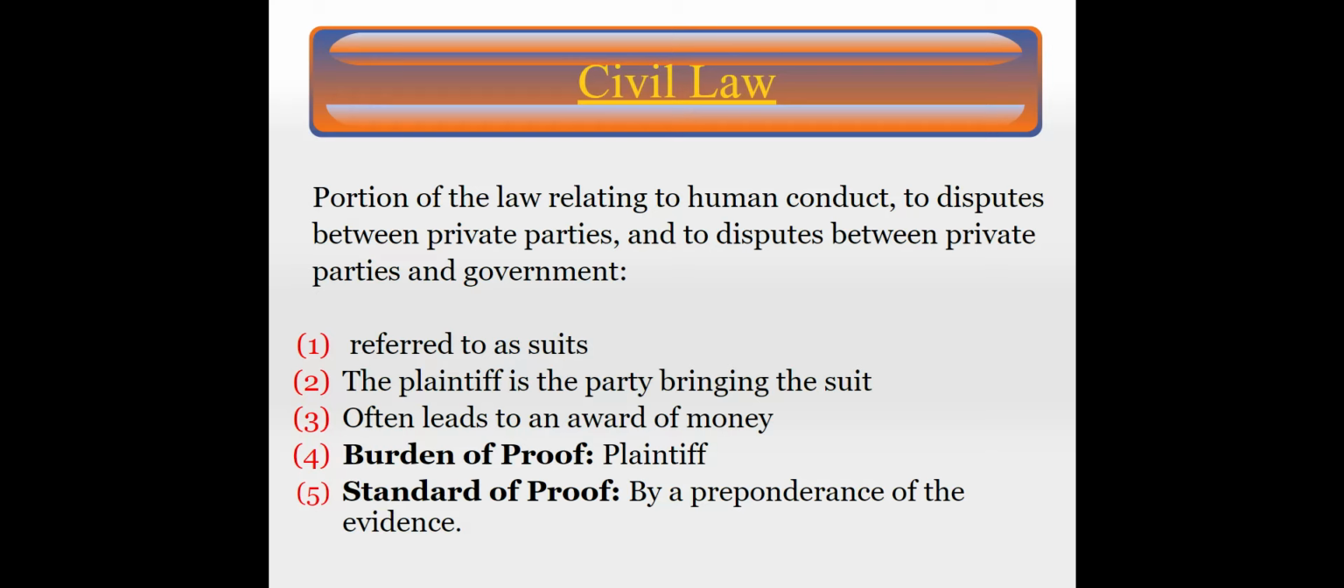The standard of proof, the amount of evidence needed to find the defendant liable, is not as high in a civil case. The standard of proof in many civil cases is by a preponderance of the evidence. This means that it is more likely than not that the contention is true. You can think of it as a majority of the evidence says you did the deed.